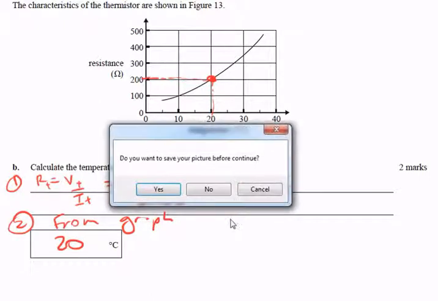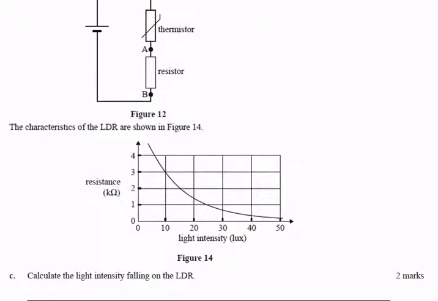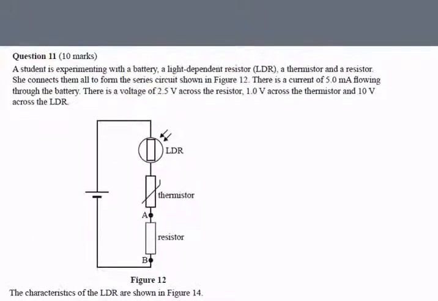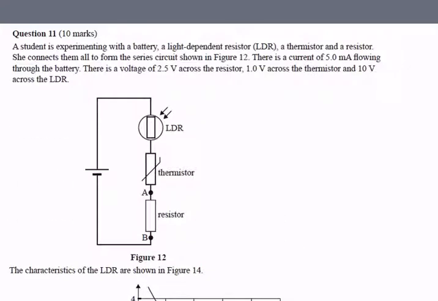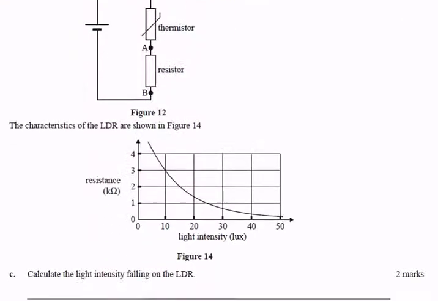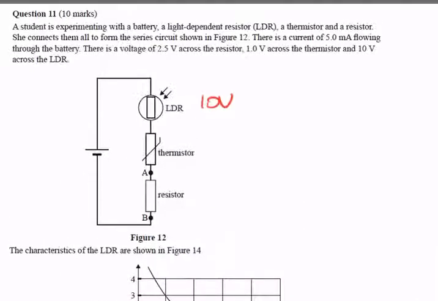Right, next one. Again, I've just copied and pasted all of this, so you've still got the same thing. And that's now saying the characteristics of the LDR are shown. So the LDR was 10 volts. And we have to work out the light intensity. So there's a graph of light intensity versus resistance. If we can get the resistance, we can get the light intensity. It's the same working as before. Resistance of the LDR is the voltage of the LDR over the current of the LDR, which is 10 volts from memory.